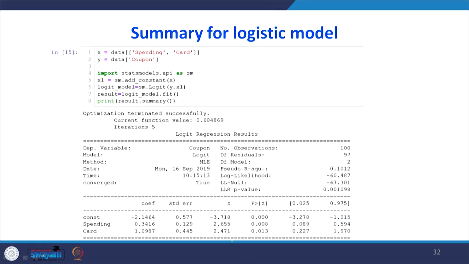First we will construct a regression equation, logistic regression, with x data and y data. After importing the model we got this one: constant is minus 2.1464, spending independent variable is 0.3416, card 1.089. When we look at the pseudo R square it is good, then the p value is also good, the overall model is good. Even if you look at the Wald test, the p values are all less than 0.05, so this model is good. The point is how to set the threshold value.